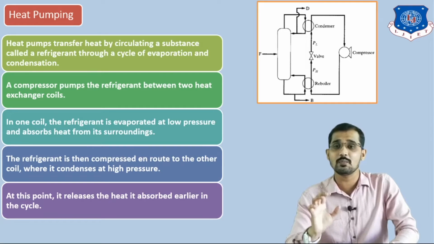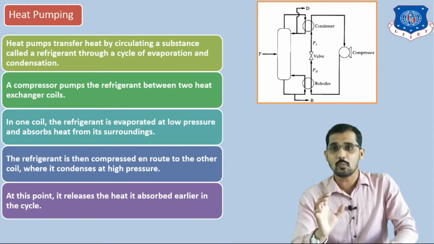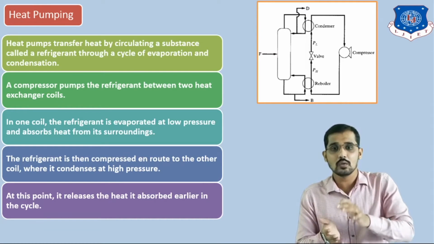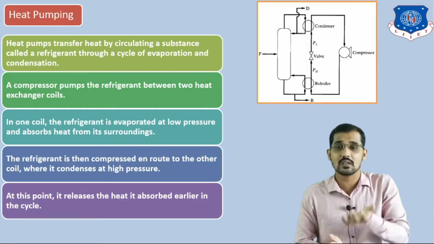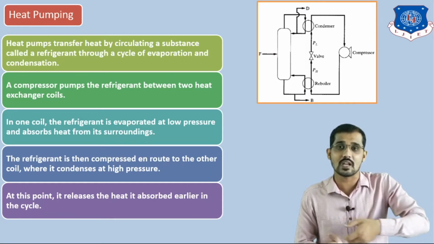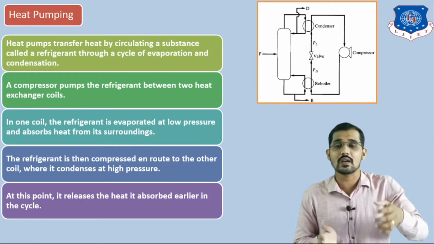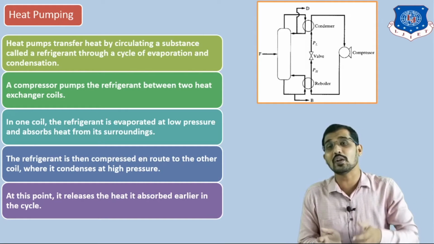What you have seen in this heat pumping, you can see here: first of all we transfer refrigerant to the reboiler, where it is evaporated. After that, whatever vapors are coming from the reboiler are transferred to the compressor, where we are compressing those vapors to high pressure.